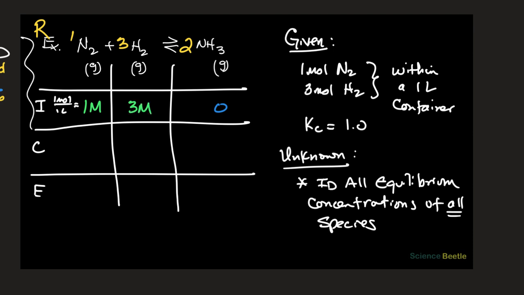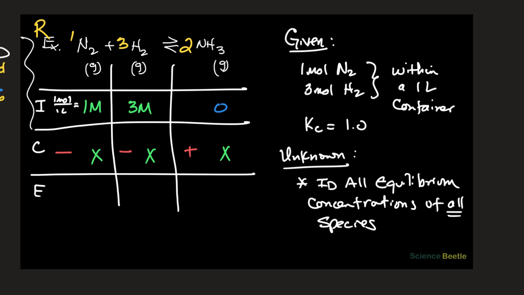Now with every change that occurs, products are always going to be positive. So at the very least, I can begin by placing here minus for the reactants, positive for the products, and then the change that occurs, I'm not entirely sure what that change is, so I'm going to represent that as an X.